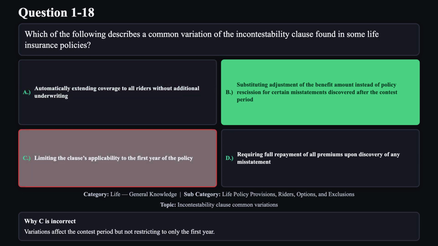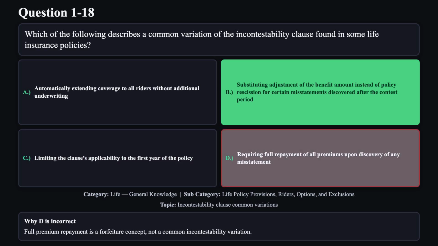Reason C is not correct. Variations affect the contest period but not restricting to only the first year. Reason D is not correct. Full premium repayment is a forfeiture concept, not a common incontestability variation.